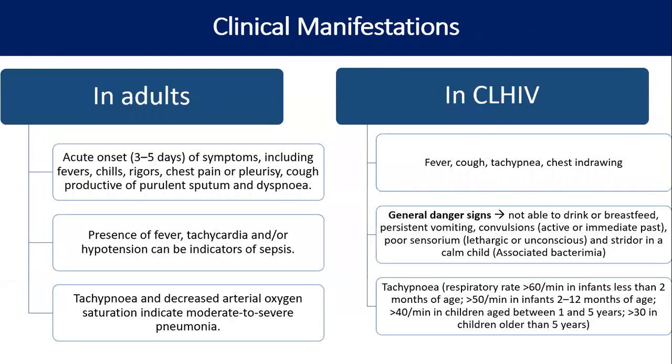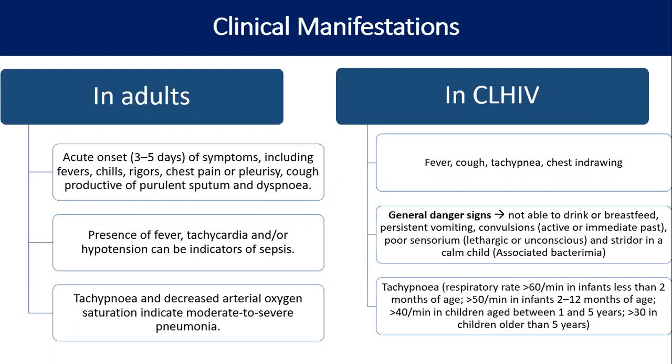Now, clinical manifestation in adults: acute onset, 3 to 5 days of symptoms, including fever, chill, rigor, chest pain or pleurisy, cough, productive in nature, and purulent sputum, and dyspnea. In children, fever, cough, tachypnea, and chest indrawing. This chest indrawing is very, very important. We should not miss it.